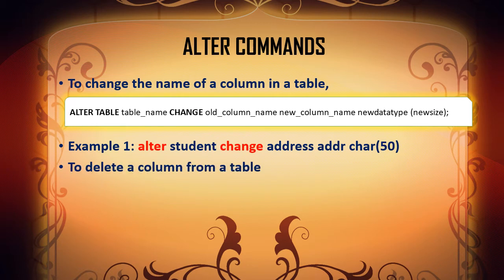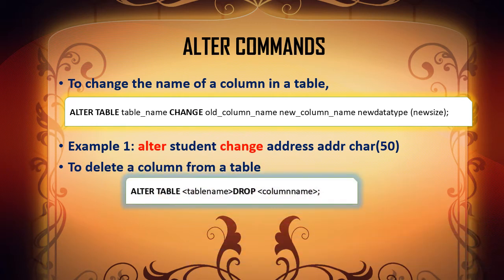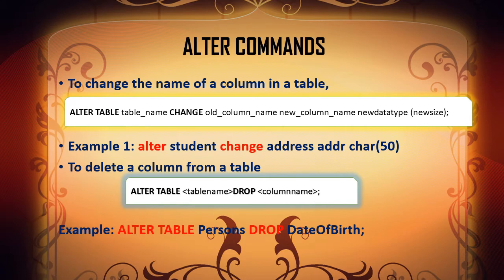You want to remove a column from the table, use the command drop. Alter table, table name, drop, and which column you want to remove, that column name you should give. Example here, persons table, I am going to remove the date of birth column.